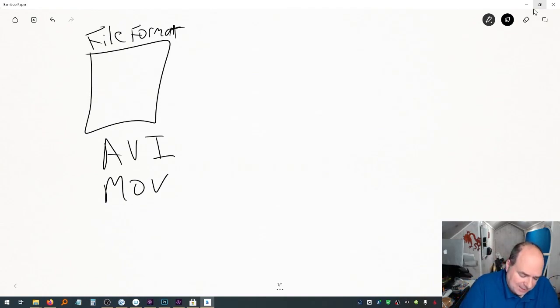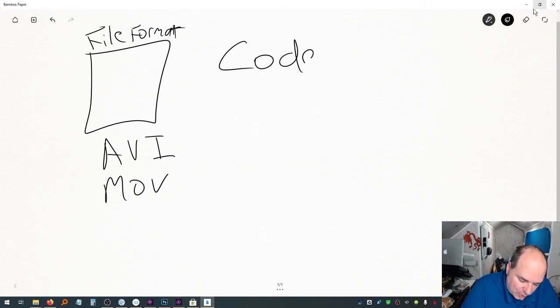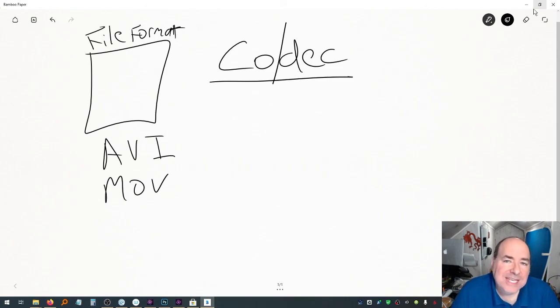Because the file format is the box, but inside of the box is something known as a codec, which stands for compressor decompressor. And this is the magic equation that stores the data.